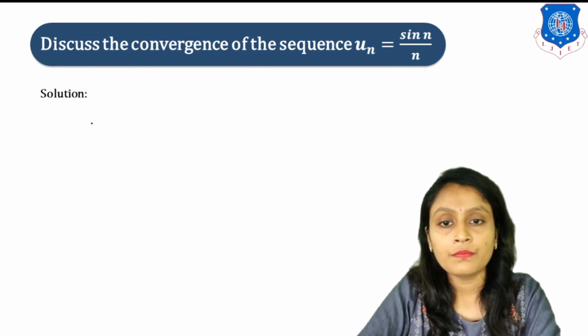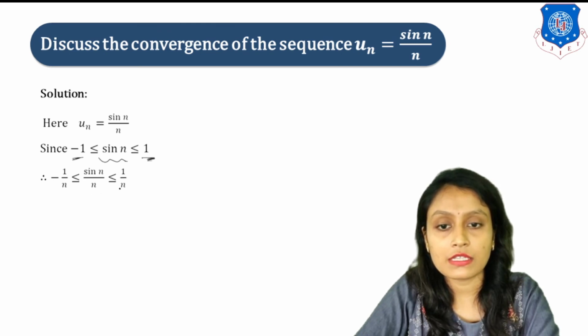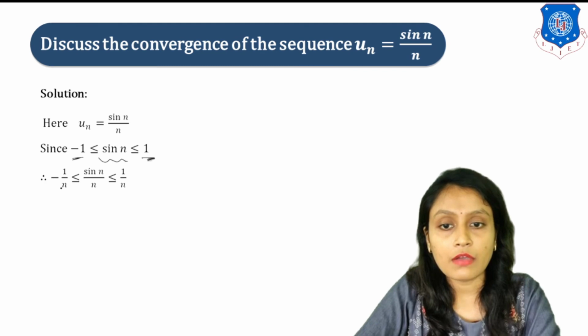Okay, next example. Discuss the convergence of a sequence un is equal to sin n upon n. So here un is given, that is sin n upon n. So we know the sin n lies between -1 to 1. Now we will divide it by n. So you will get -1 upon n less or equal to sin n upon n less or equal to 1 upon n.